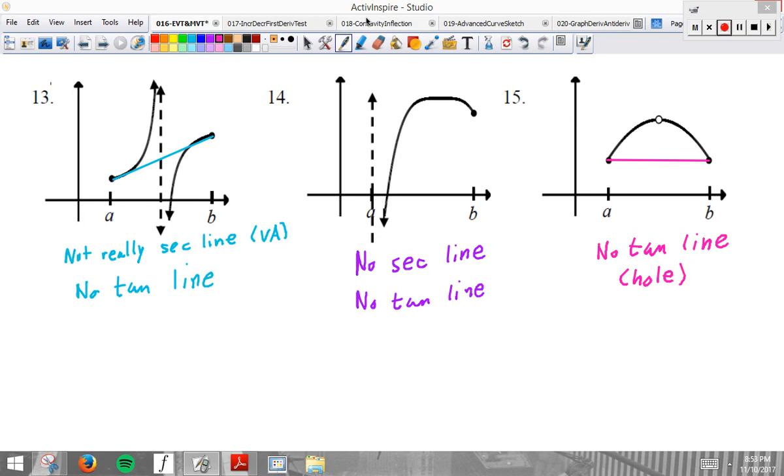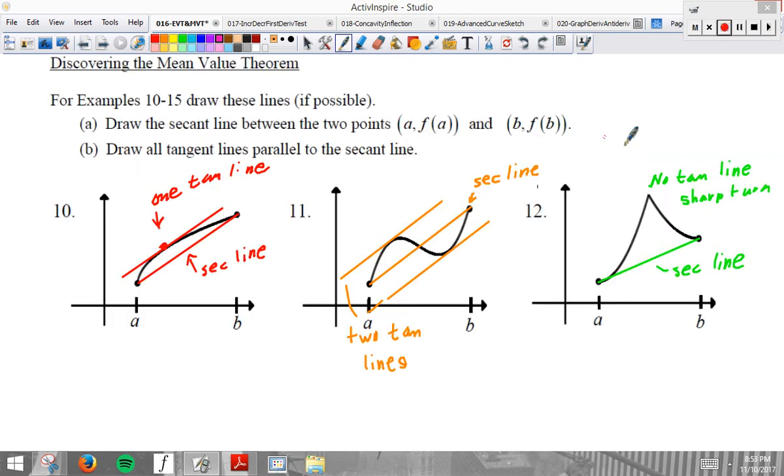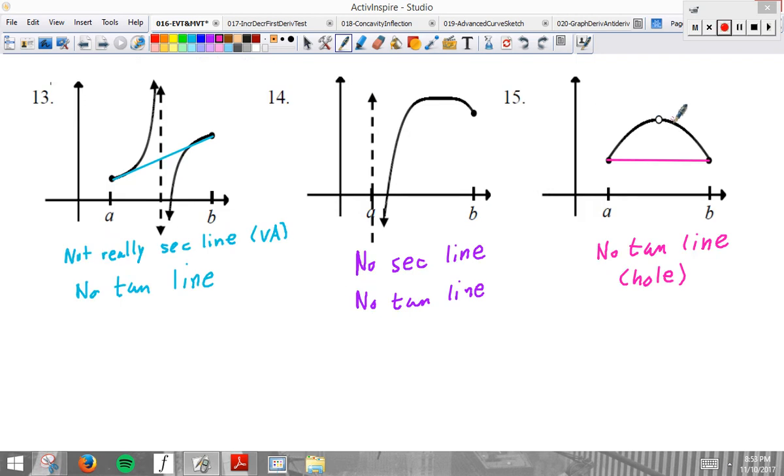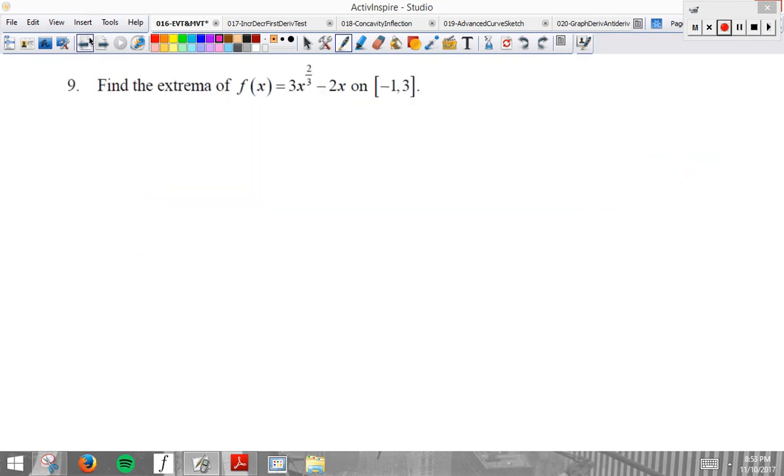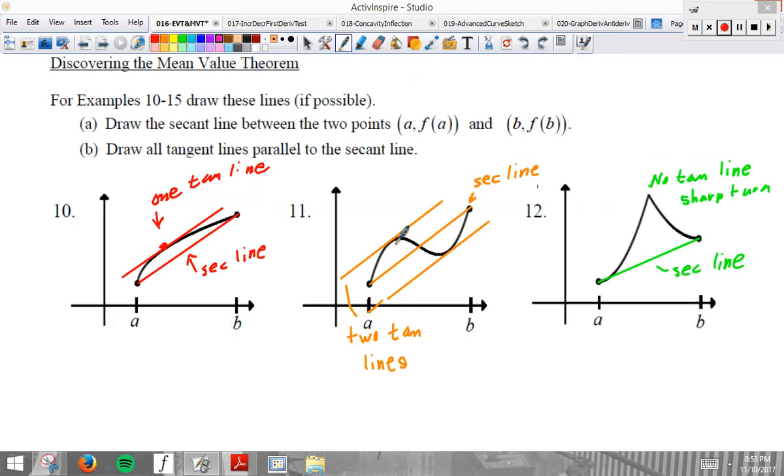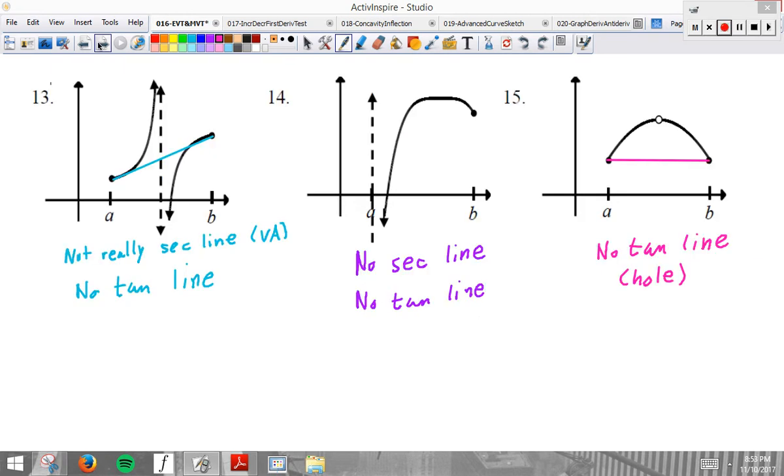It's even worse in example 12. Example 12, that's a sharp turn. This example, it really looks like it wants to be a tangent line, but we're missing a point. So there's no point of tangency. I can hit the curve multiple times if I really wanted to, but not having a point of tangency caused me some trouble.